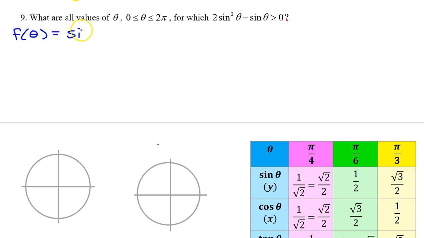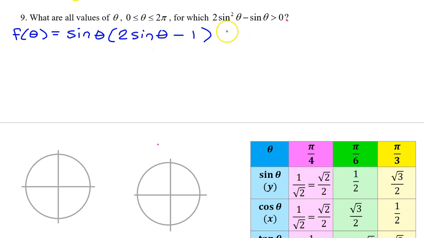So there will be a sine theta out in the front, and then if we divide by sine theta, the first term inside the parentheses will be 2 sine theta. The sine theta cancels out one of the sine thetas. And for the last term, sine theta divided by sine theta is 1. So this is what goes inside the parentheses.